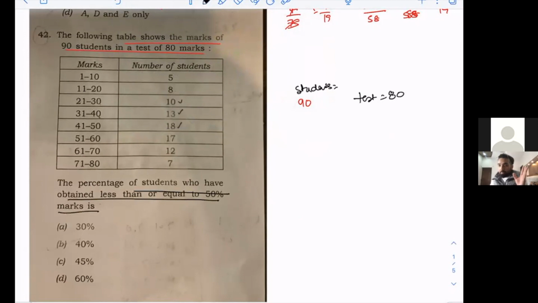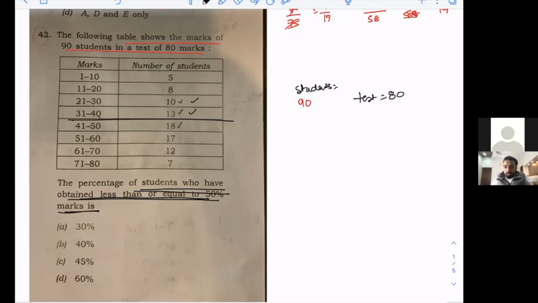Again, ये completely percentage पे based है. 80 marks का paper है, तो अगर students के 40 से कम आ रहे हैं, the percentage of students who have obtained less than or equal to 50 marks, that means it has to be ये वाले students इसके ऊपर.